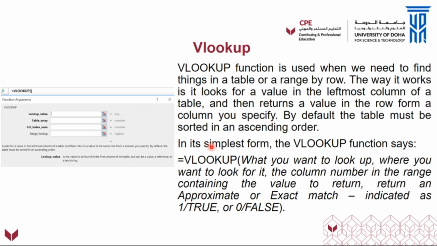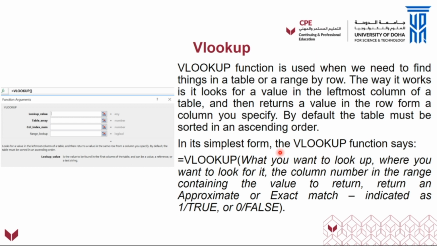In its simplest form, looking at the syntax of VLOOKUP: this is not the actual syntax, but a simplified version of it. What you want to look up, where you want to look for it, the column number in the range containing the value to return, and whether to return an approximate or exact match, indicated as true or false. So it has four arguments.